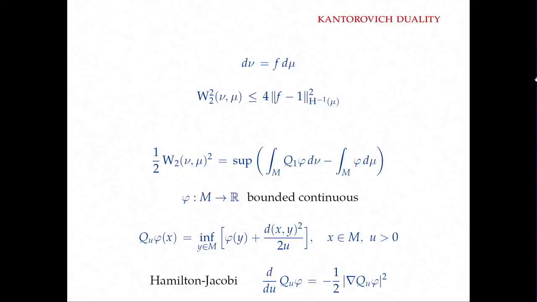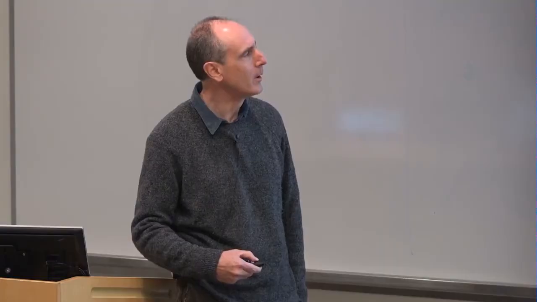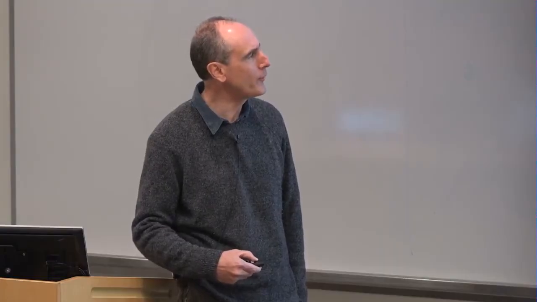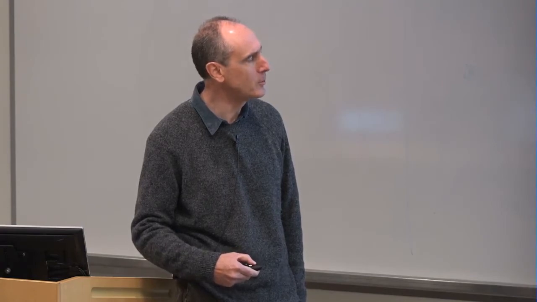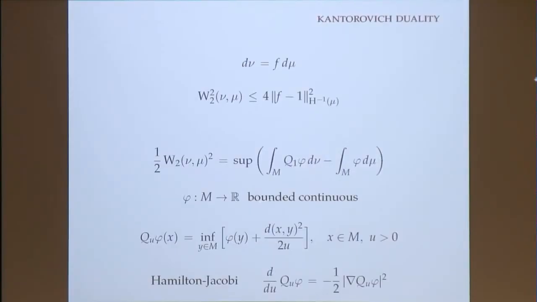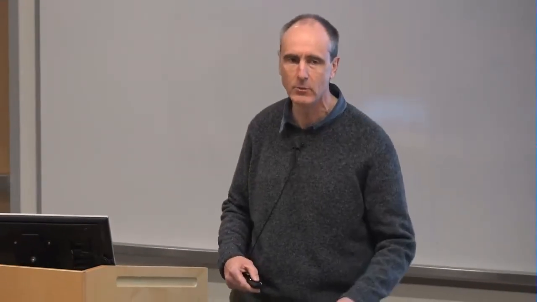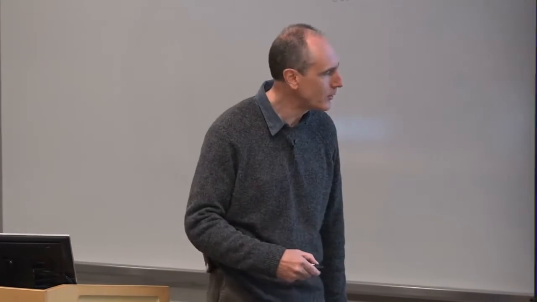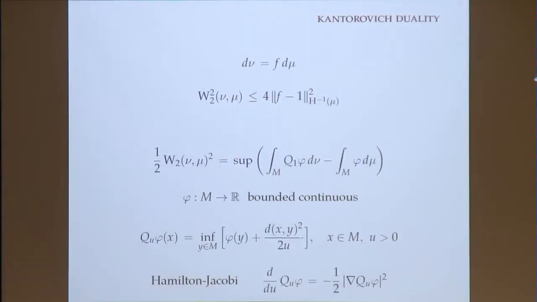So, let me briefly sketch the proof. The proof is based on a very classical Kantorovich duality, describing the W2 as the supremum between the integral of Q phi with respect to one of the measures and the integral of phi d mu with respect to the other. And the Q, or Q1, or Qu here, is just what is called the infimum convolution with the quadratic cost. D is the Riemannian distance on your manifold. So you take the infimum convolution with respect to the quadratic cost.